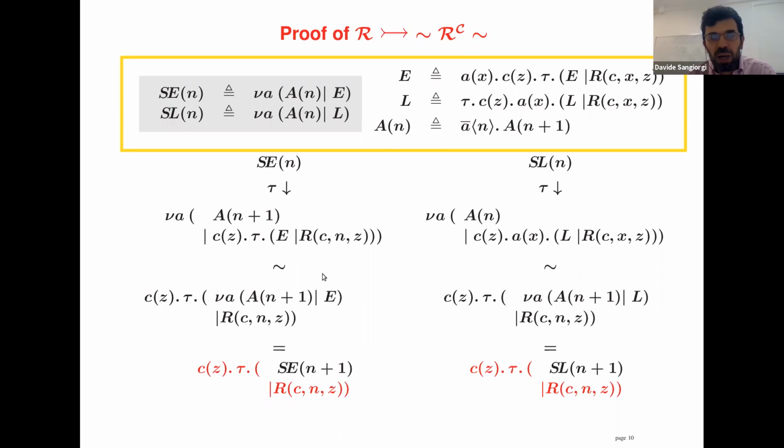Now you apply some algebraic transformations. The main law that you use is the expansion law, to pull out the next possible actions. And in this way, you end up with these two systems down there in which the red part is a common context that you can cut off, up to context. And so what is left are two processes that are again in the original pair.